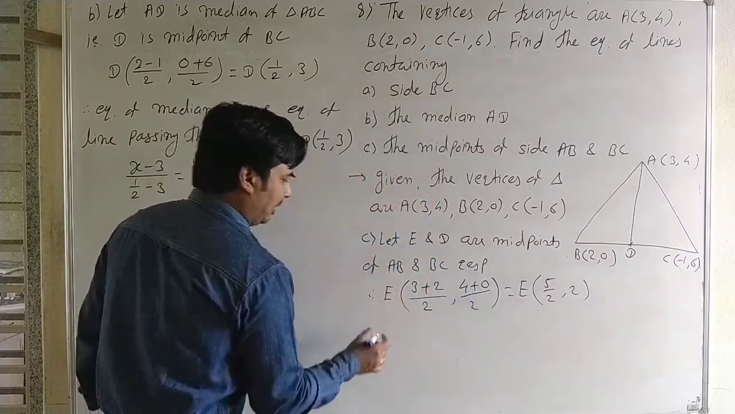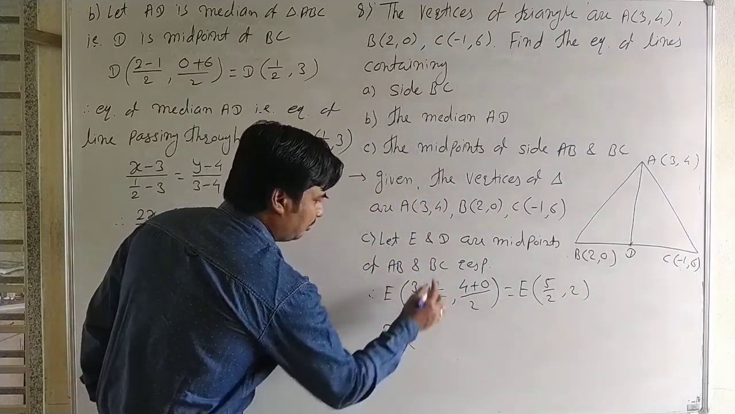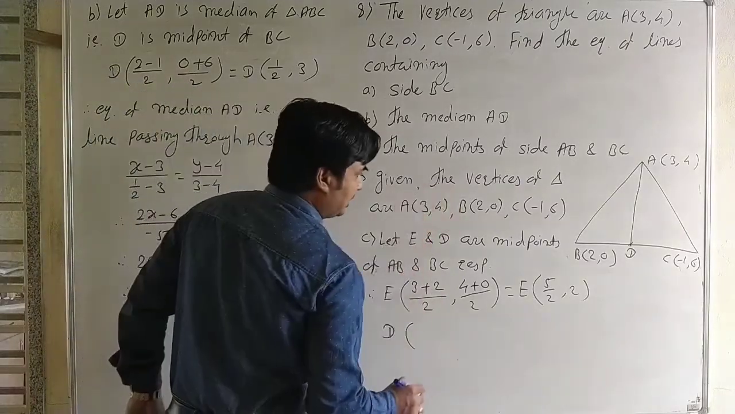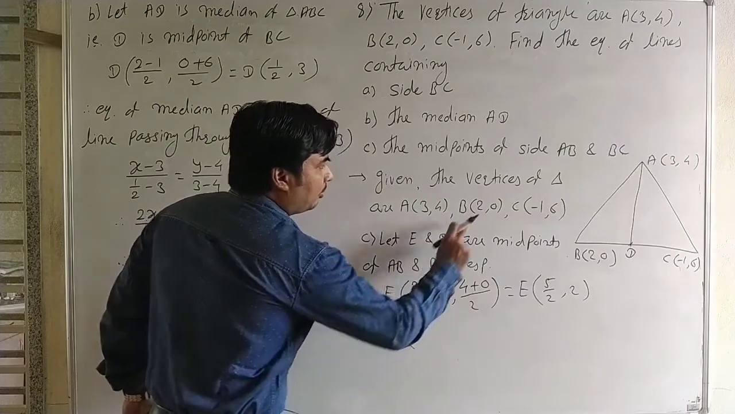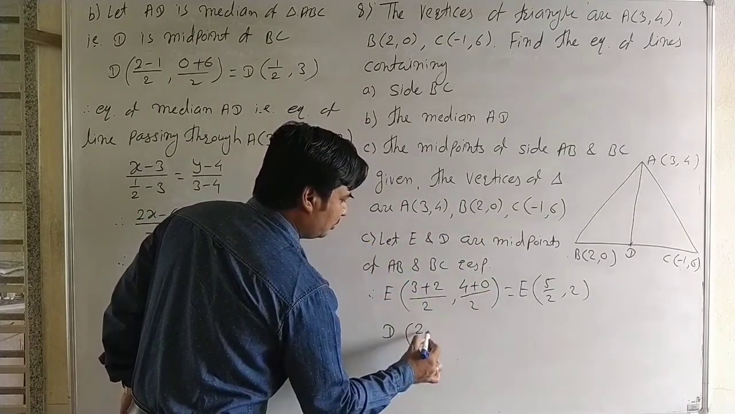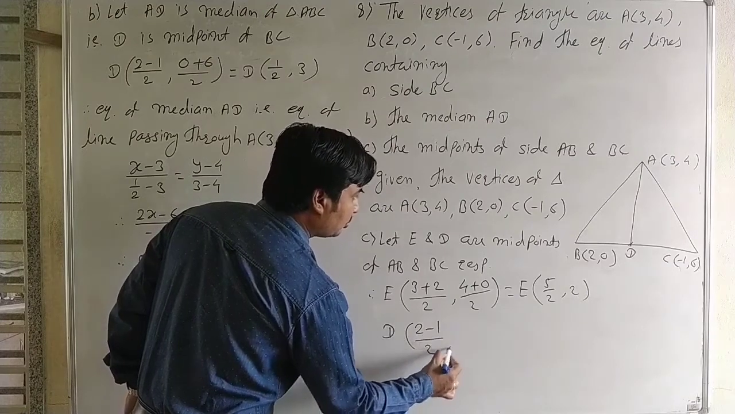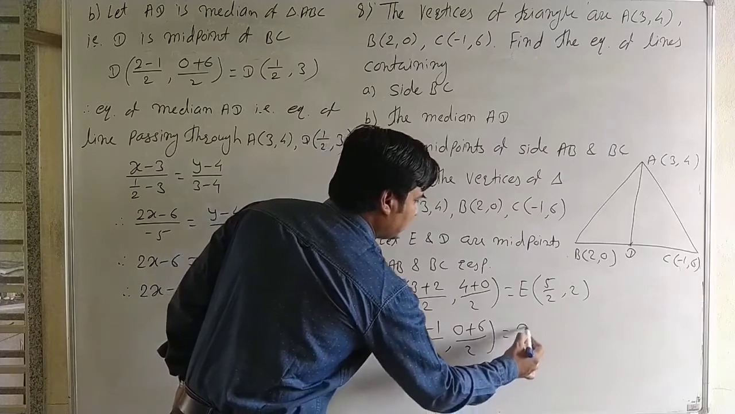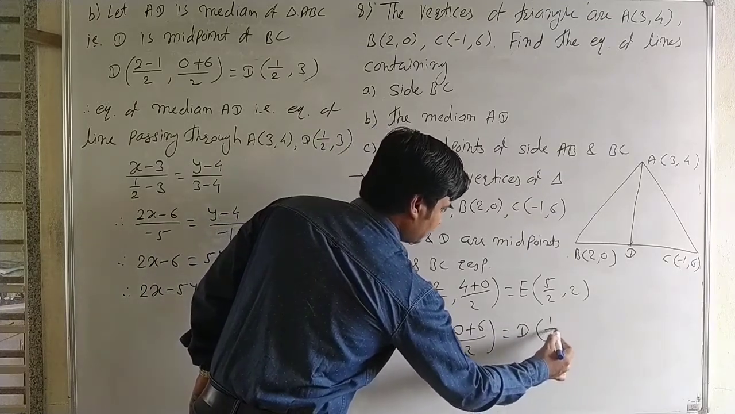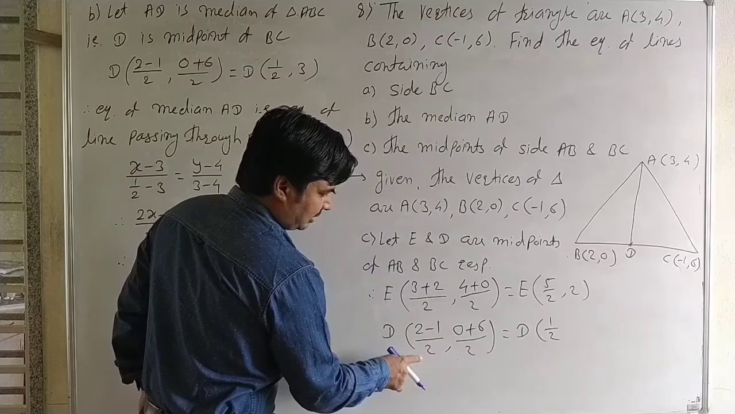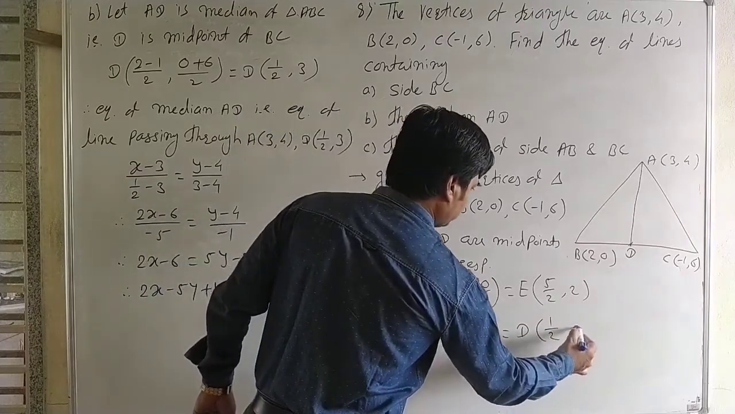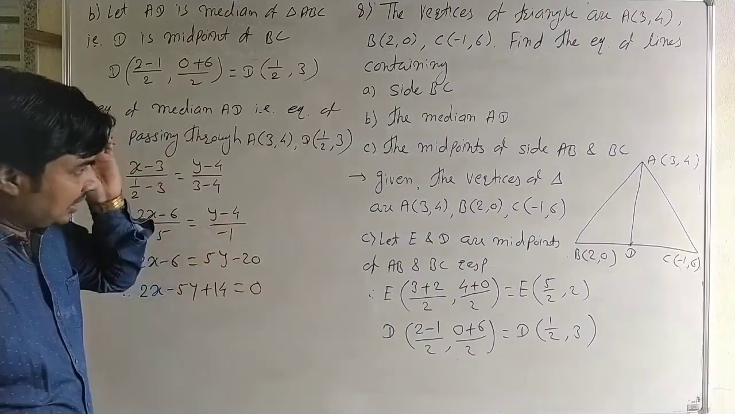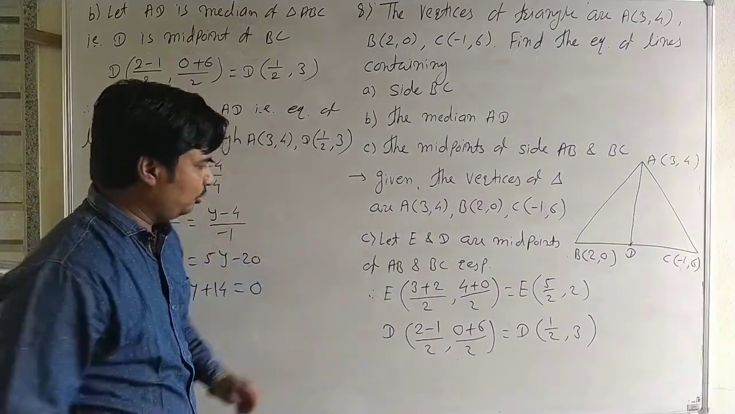It is the midpoint of AB, and D is the midpoint of BC. We have already done this. Now, D is the midpoint of BC, that is (2 plus minus 1 upon 2, 0 plus 6 upon 2), and so D is (1 by 2, 3). Okay, these are the midpoints. Now we find the equation of the line passing through the 2 points.